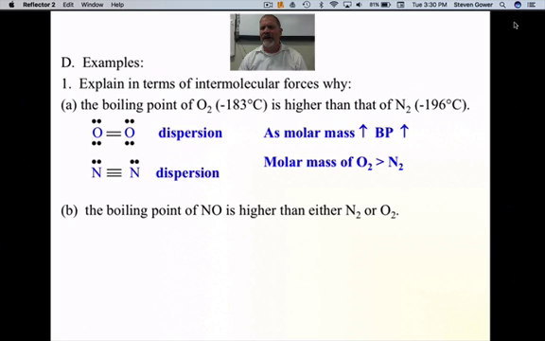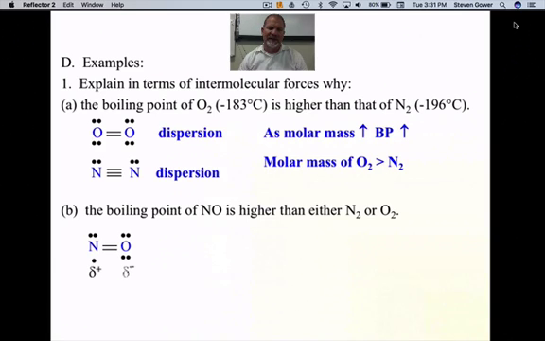Now part B is why is NO, nitrogen monoxide, higher in boiling point than nitrogen and oxygen? Well, again, we already know nitrogen and oxygen are dispersion, so we look at NO. Now I don't even have to know who wins or who loses. All I know is I have two different elements. They're going to have two different electronegativities. Someone's going to gain and someone's going to lose. Someone's going to become positive, someone's going to become negative. So if I gain, negative, or if I lose, positive. So I have two charges. I have a dipole. So right away I know, oh, dipole is stronger than dispersion only.